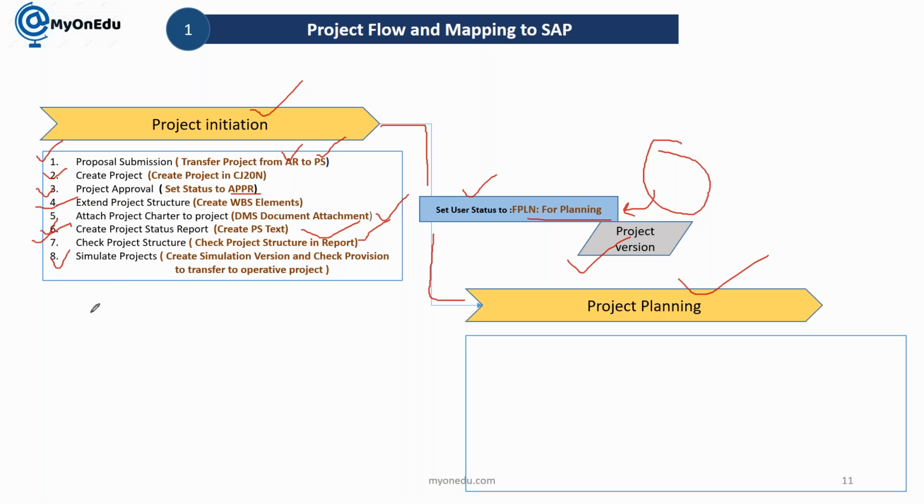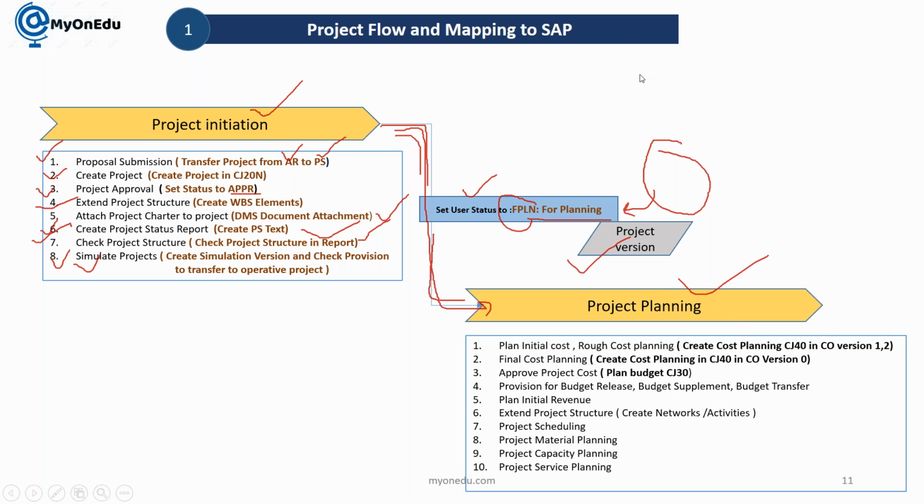Then there is one more thing here, simulate project. Create simulation version and check provision to transfer to operative project or simulation to simulation. So we are here now, and when we are setting the status to FLPN, this user status we have created from our side as planned, and the same we are going to set, and then we will move to project planning. So in project planning, what are the major activities here?